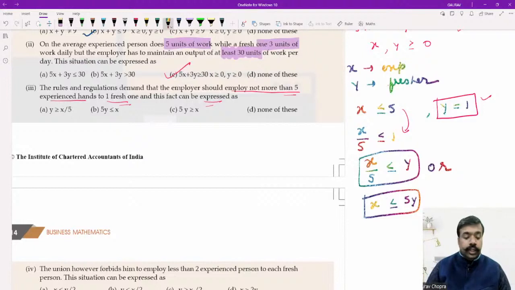And now see which option is getting matched. Option number A is getting matched and option number C is also getting matched. So both the options A as well as C are correct. So most of you have given answer C, some of you have given answer A, and both of them are correct. A as well as C.